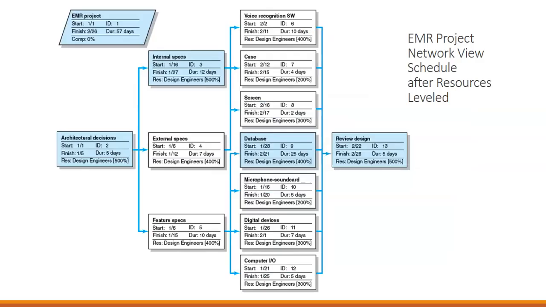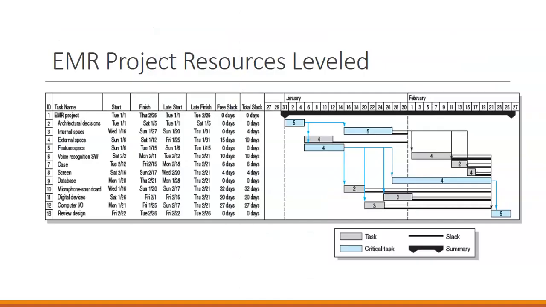Because of our resource constraint and the number of engineers available, we've had to increase the length of this project to 57 days. We can see here that we've leveled out how many engineers we need for each task so that we're only using 8 at any given time.